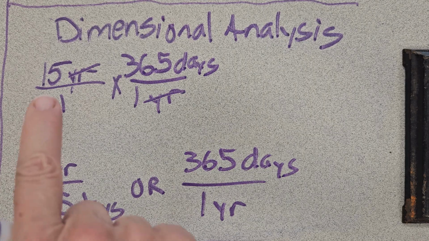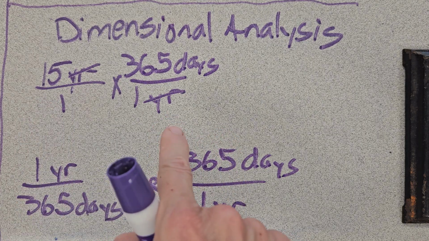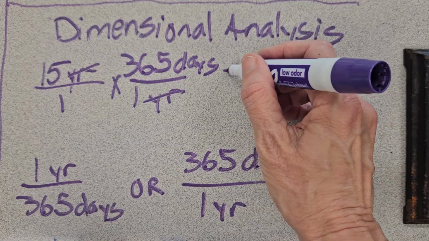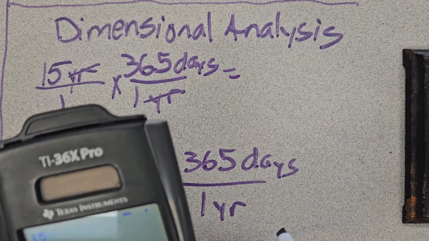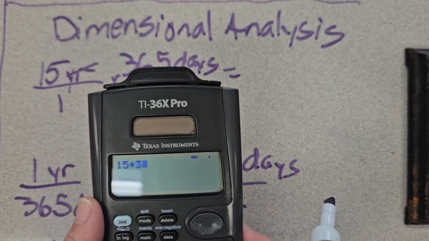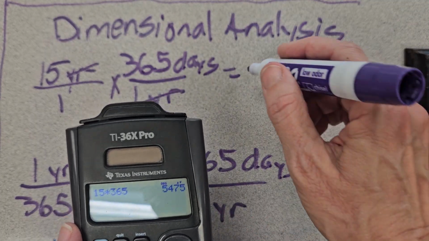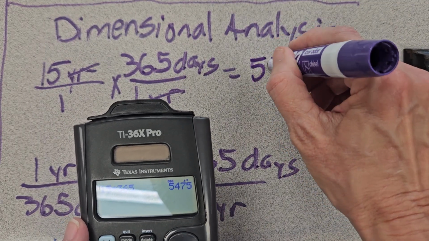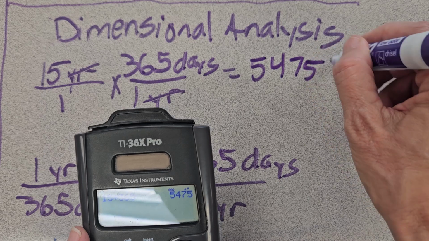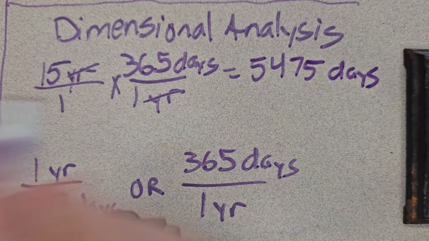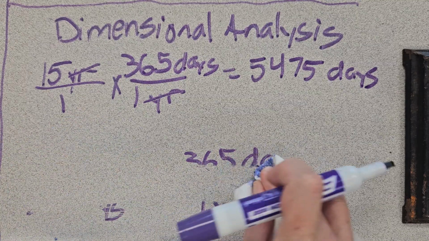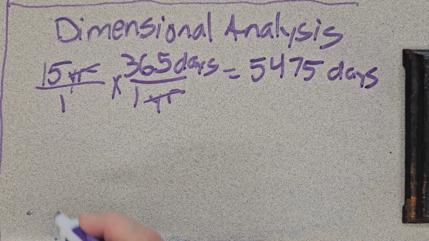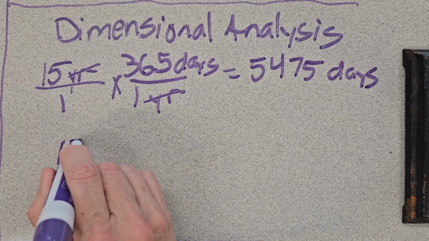So now I know that I set this up correctly, because my years cancel out, and the only thing that I have left is my days. So here is 15 years times 365 days, and I have 5,475 days.